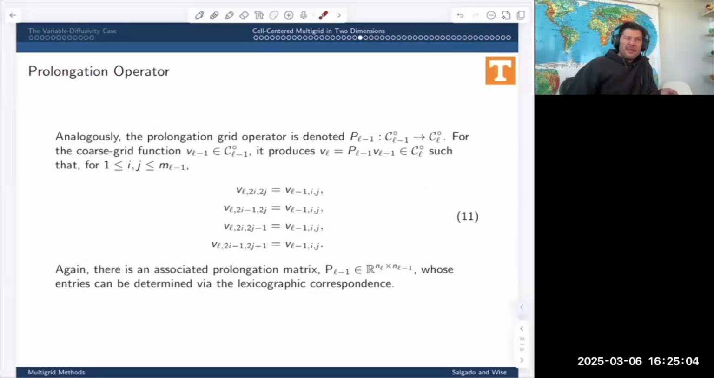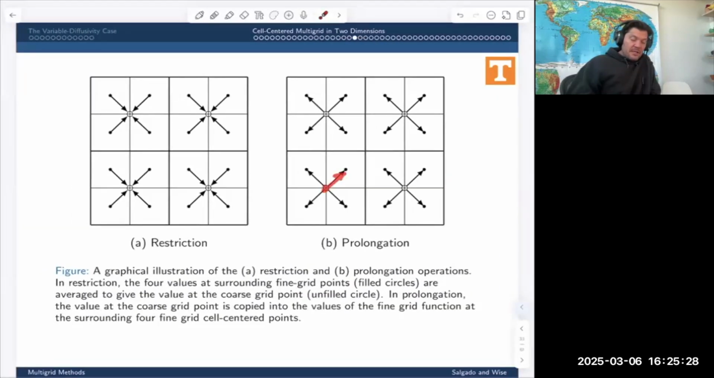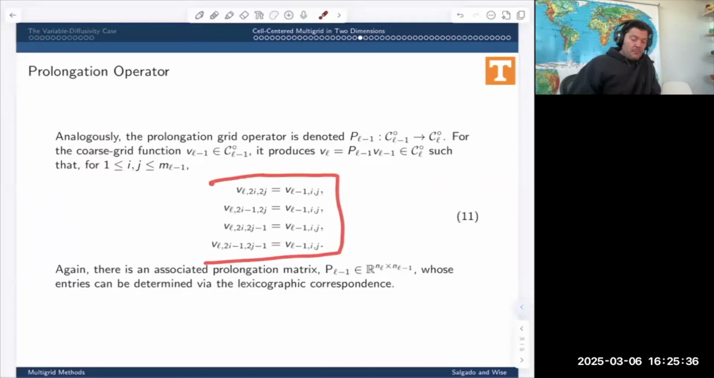Prolongation in terms of the indices that you have, what you want to do is define the values of a fine grid function, for example, VL, from those of a coarse grid function, VL-1. So that prescription that I just mentioned with my picture, taking these values and broadcasting them to the 4 nearest neighbor cell center points, is precisely what this operation is describing. So that's the action of the prolongation.